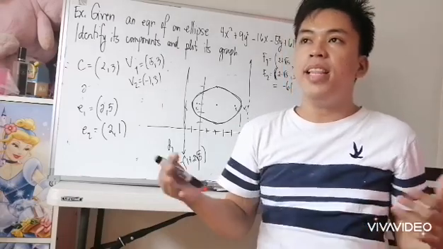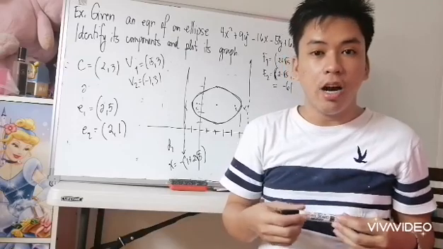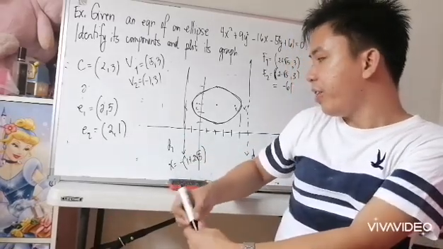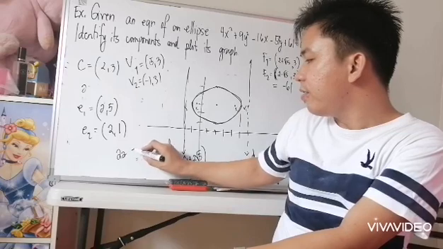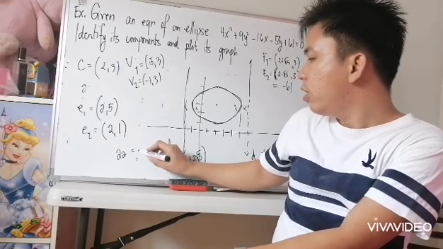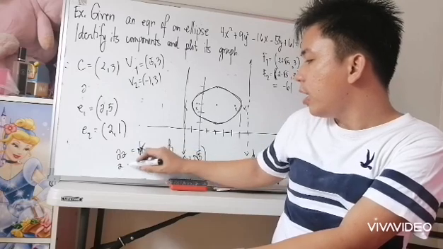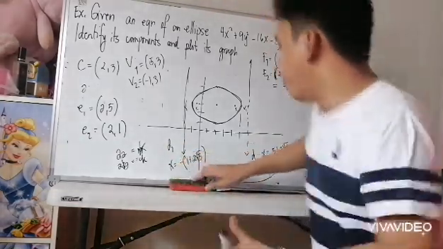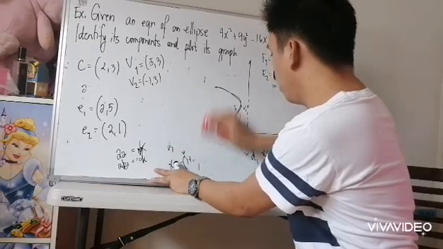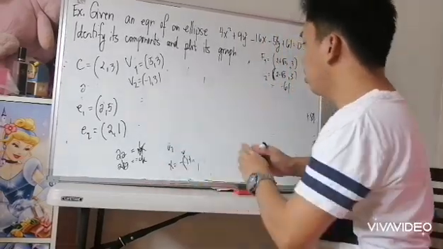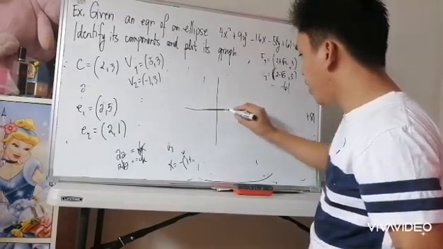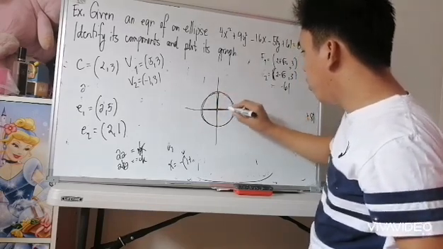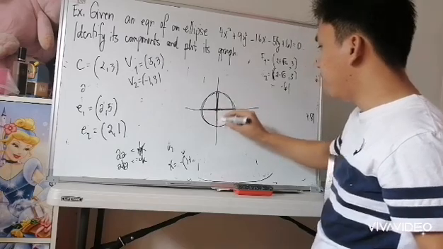Okay, I have a question here. What happens if the length of the major axis and the length of the minor axis are equal? Let's say, for example, the length of the major axis is k, and the length of the minor axis is k. So if you're trying to figure that out, let's say this is the length of the major axis, this is the length of the minor axis. They're equal.